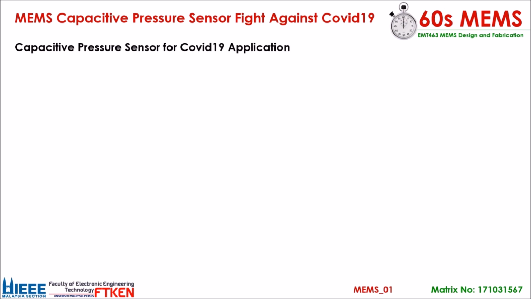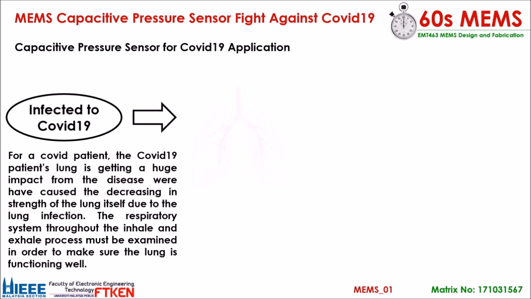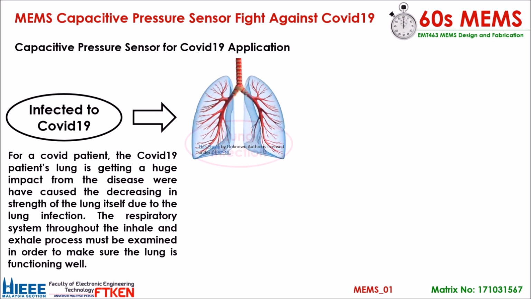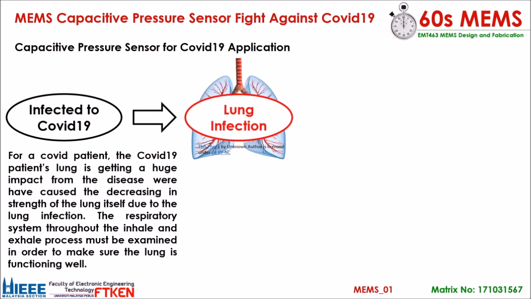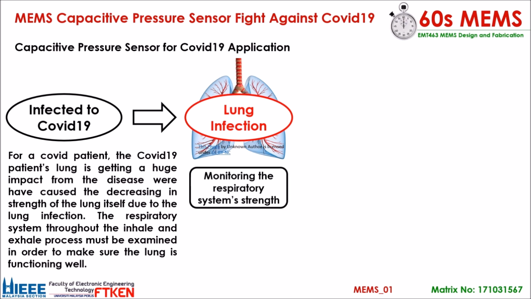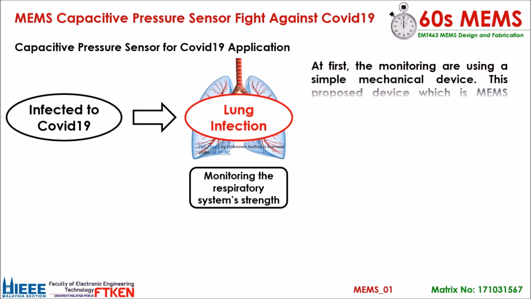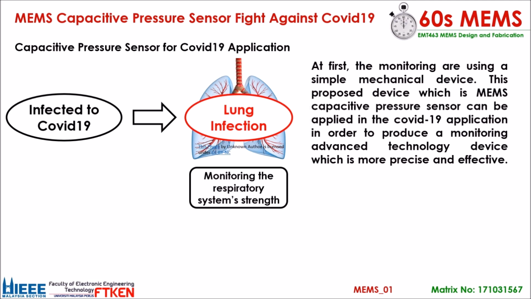This is the application for COVID-19. For a COVID-19 patient, the lungs are getting a huge impact from the disease, which has caused a decrease in the strength of the lung itself. The respiratory system throughout the inhale and exhale process must be examined in order to make sure the lung is functioning well. At first, by monitoring using a simple magnesium device.